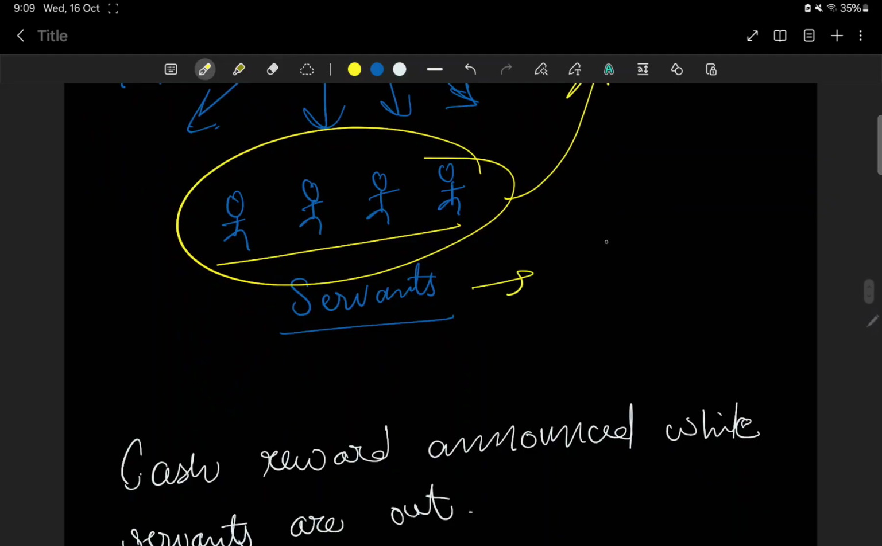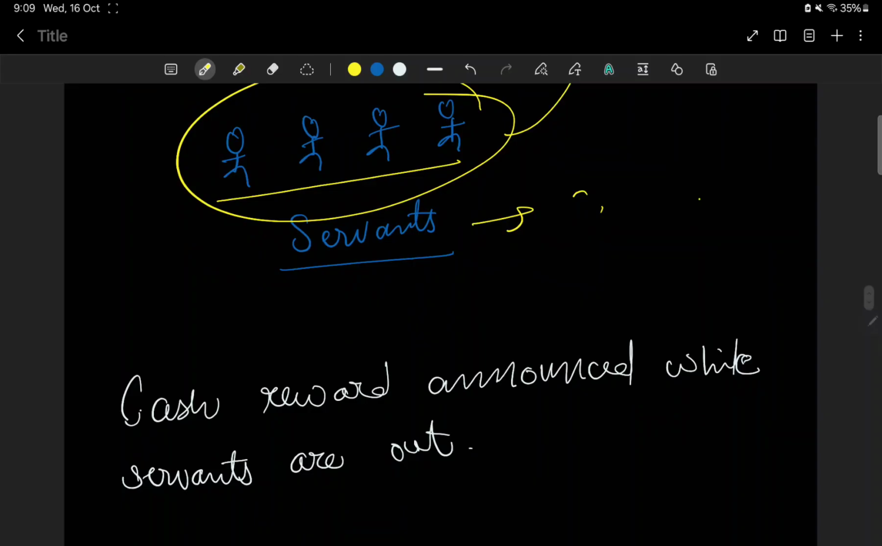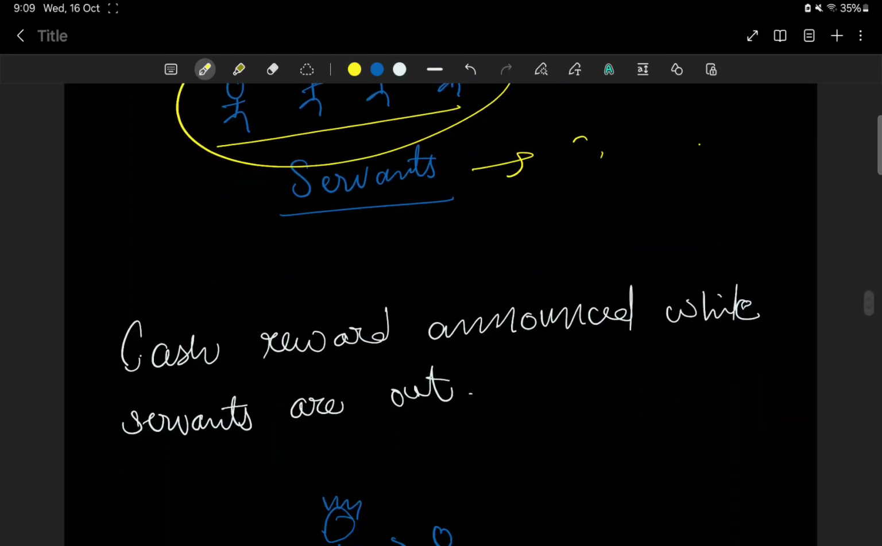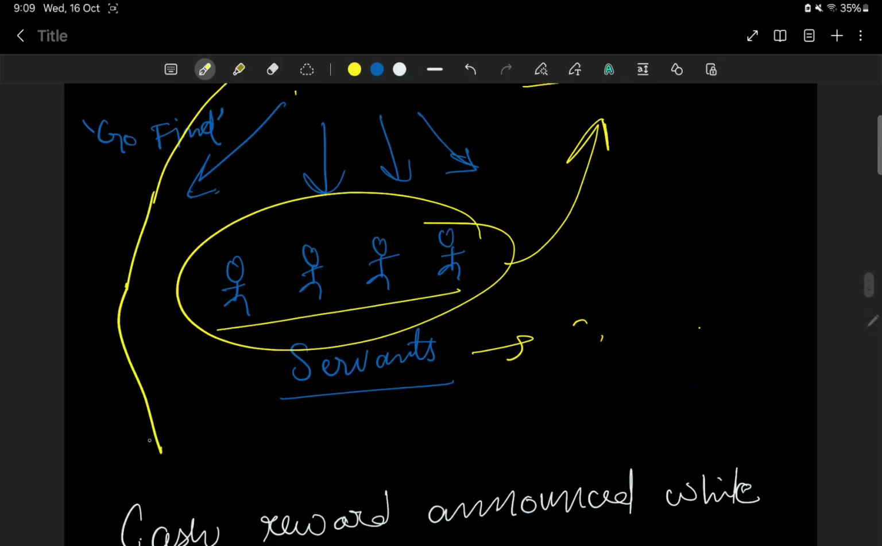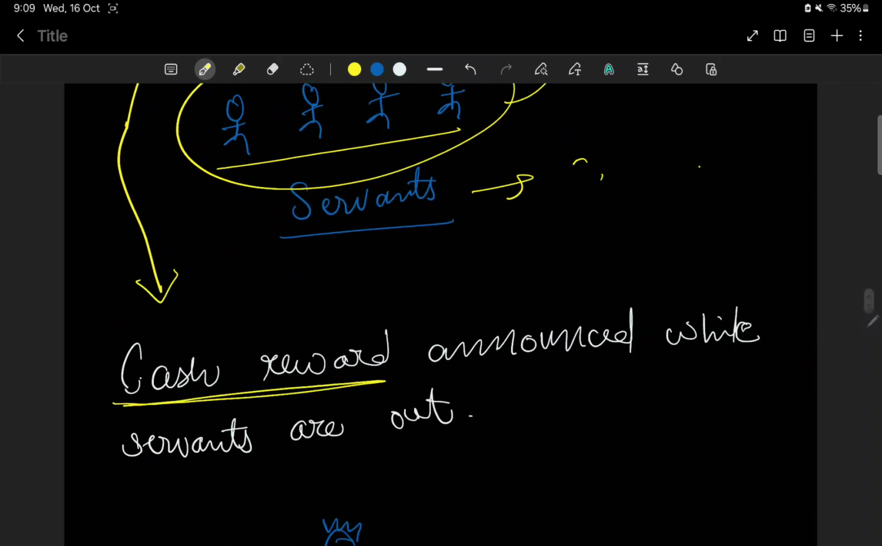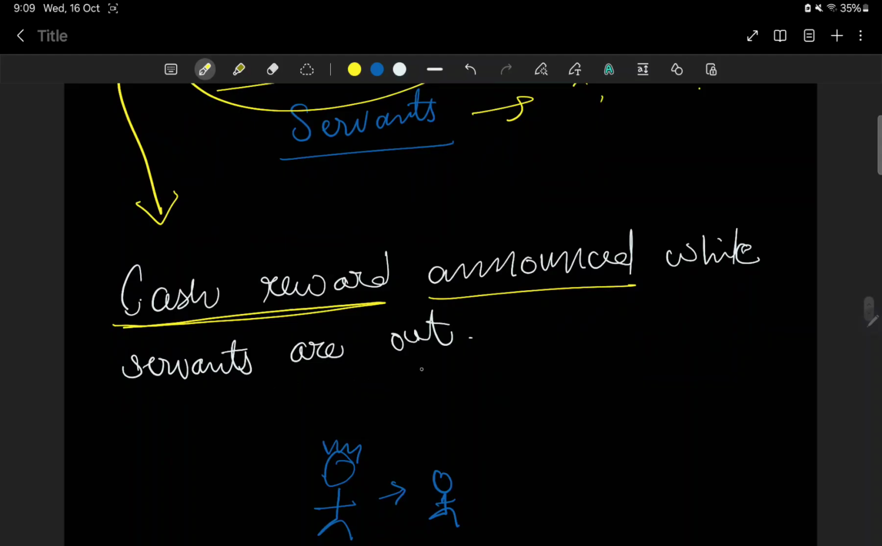Now these servants they go out and they search for the nephew। ये सब चले जाते हैं in the search of the nephew। After the servants left the house, this person, the defendant, he announces a cash reward। ये एक कैश रिवॉर्ड अनाउंस करता है while the servants are out। जब सर्वेंट्स घर से जा चुके हैं, at that point of time, now he is announcing a cash reward that whosoever will come with my nephew, whosoever will find my missing nephew, I announce to reward him with certain amount of money, right?